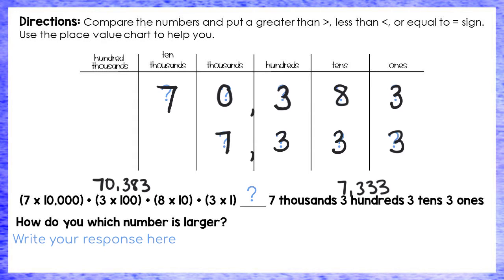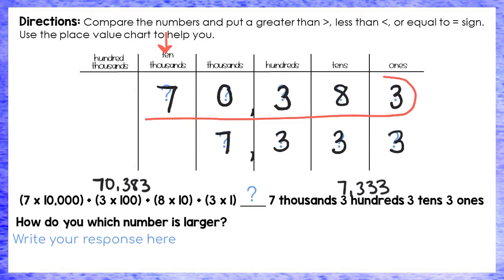Remember the rule, when we compare, we start in the largest place, which in this case is the 10,000s place. So I'm going to draw a little arrow by the 10,000s. We're comparing, in this number, there are 7 10,000s. But in our second number, there are no 10,000s. So would you rather have 70,000 or would you rather have 0 10,000s? I know I'd rather have 7 10,000s.